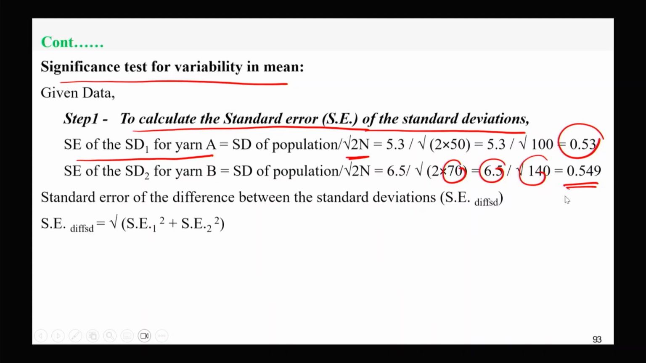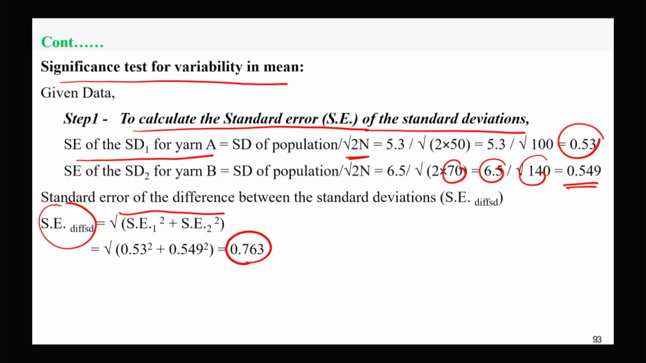After that, again we have to calculate the standard error of difference. So using the same relationship, the standard error of difference comes out to be 0.763. So this standard error of difference is calculated, and the difference of deviation, D stands for the deviation, SD, standard deviation. Okay, and then we should calculate the t value.